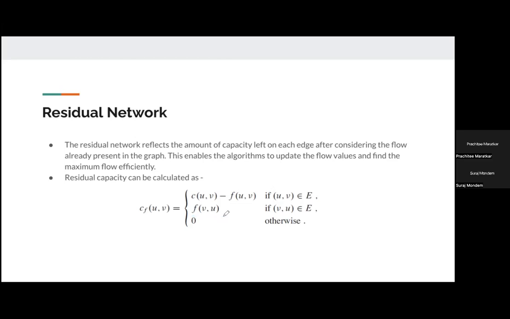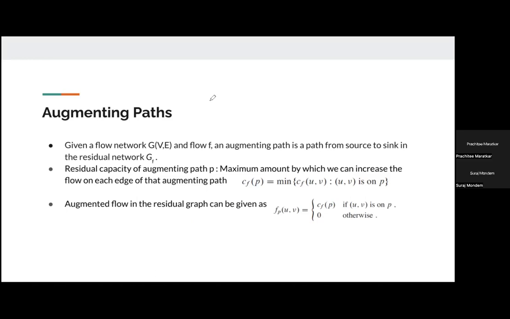In this way, such kind of reverse edges enable the algorithm to revert back the flow. Another key concept is the formulation of augmenting paths. Using the residual network, we can identify paths from the source to the sink that can be used to modify the flow for particular edges to maximize the overall flow of the network. These are called augmenting paths.